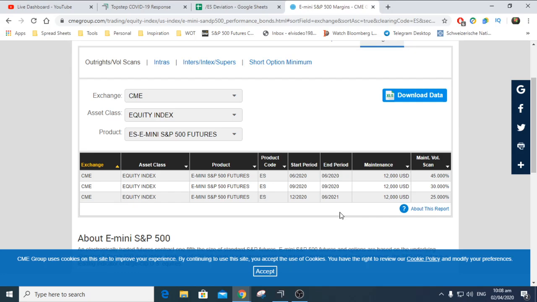Topstep provides a very cheap way of getting into the market. It might sound like a lot of money, but as a true futures trader, it's a very minimal amount of money for that type of opportunity to actually trade. So you can see the reasons for doing what they do when they do what they do.